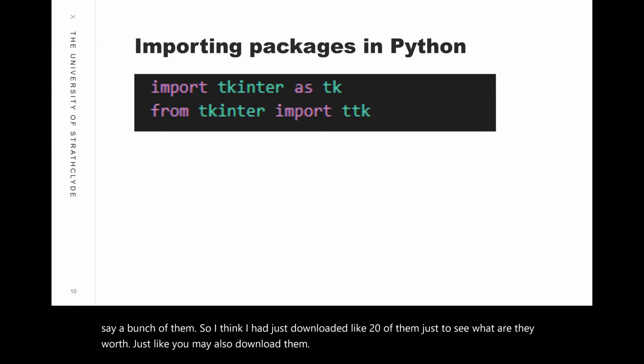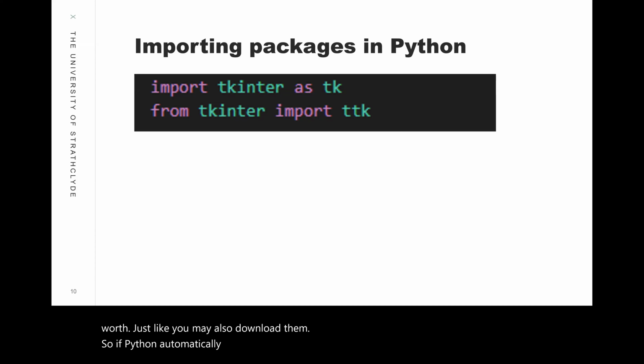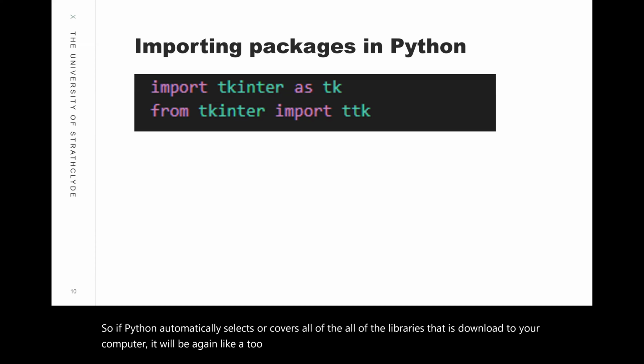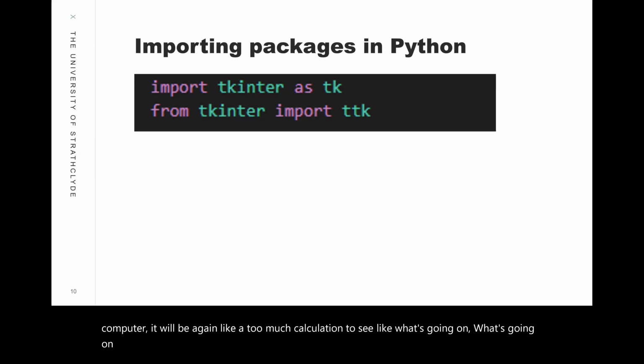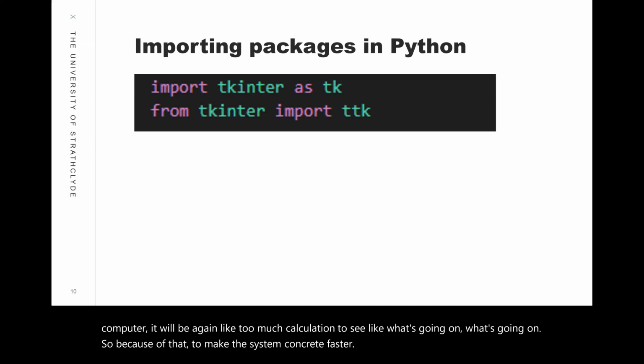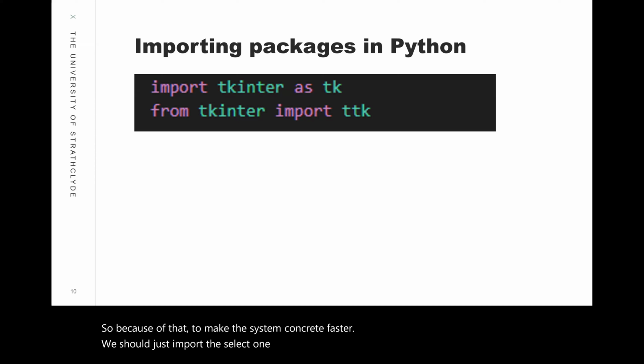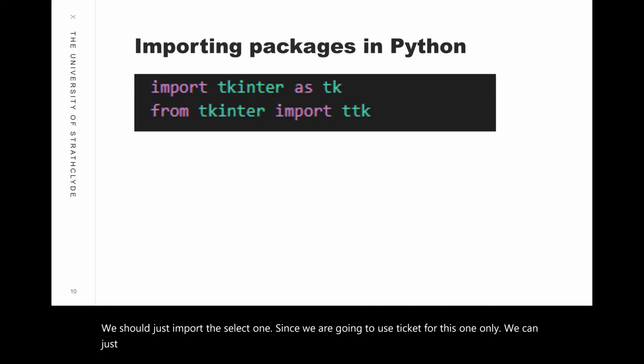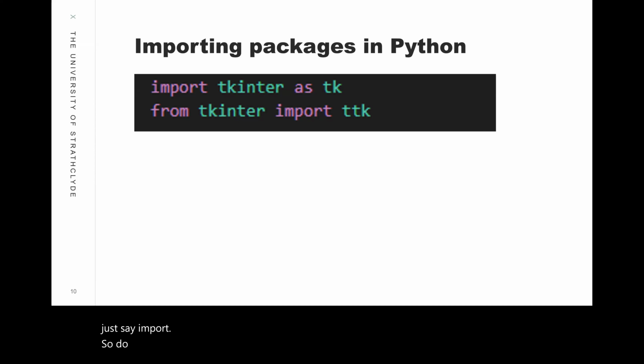If Python automatically selects or covers all of the libraries that are downloaded to your computer, it will be too much calculation. Because of that, to make the system compute faster, we should just import the selected one. Since we are going to use tkinter for this one only, we can just say import tkinter, and from tkinter import ttk.